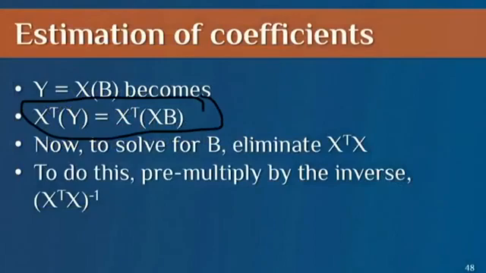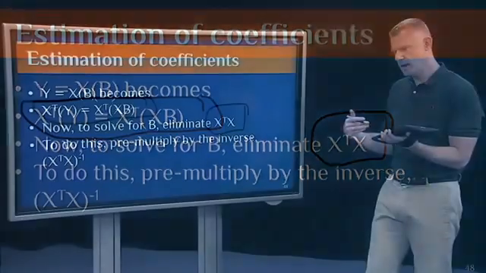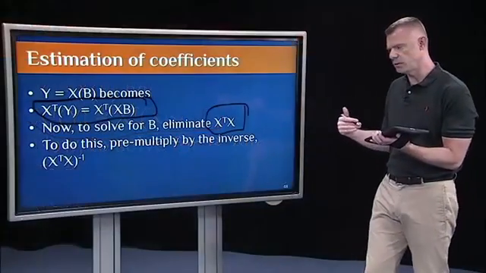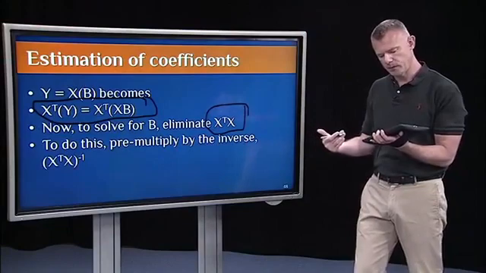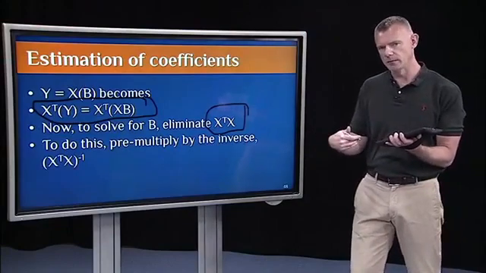Now to solve for b, what I want to do is get rid of everything that's on the right-hand side of the equation. So I want to get rid of x transpose x. To get rid of something in basic algebra, you would just divide by that, right? So I would divide by x transpose x. We can't do that in matrix algebra. What we do is we take the inverse and pre-multiply by the inverse.